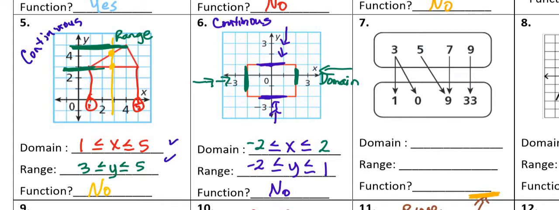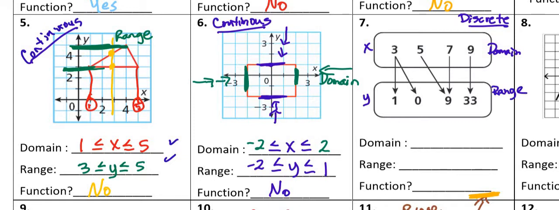Now, look at number 7. Number 7 will be written as discrete because these are individual points right here. Number 5 and 6 were continuous, so we wrote them in interval notation or inequality notation. Now, this is your X, which is your domain, and this is your Y, which is the range.